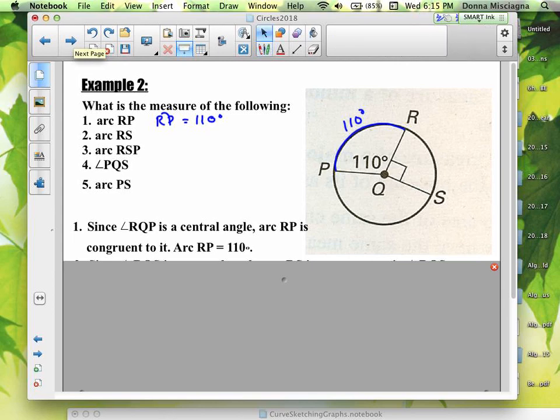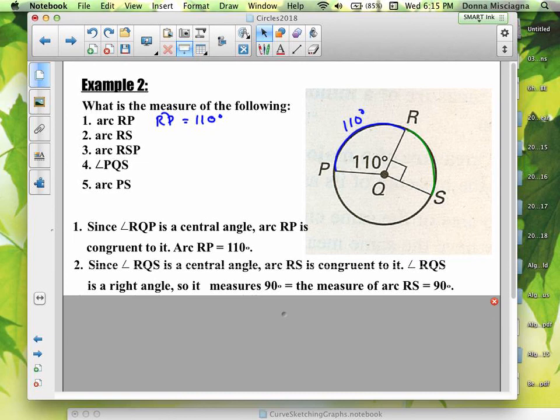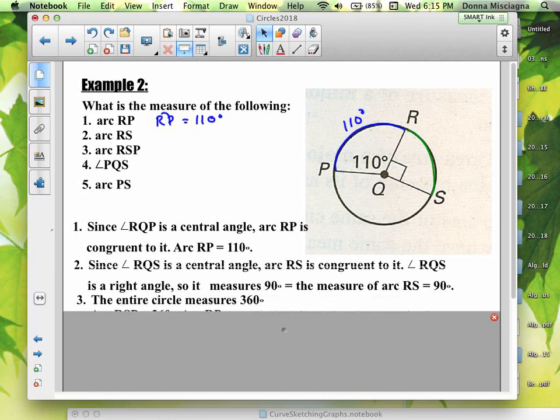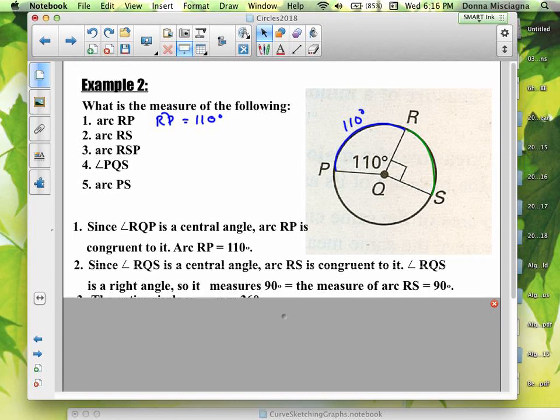And let's look at the next one, RS. All right, well, we see the angle measurement there, and it's a central angle. So since RQS is a central angle, arc RS is congruent to it. Angle RQS is a right angle, so it measures 90 degrees, and that's the measure of RS as well. So RS is 90 degrees. These aren't too difficult at all, are they? Maybe we'll do some harder ones in the next little practice.